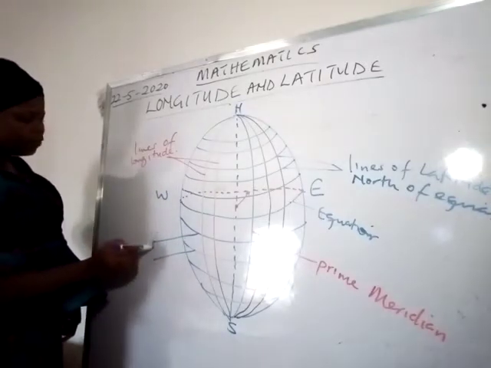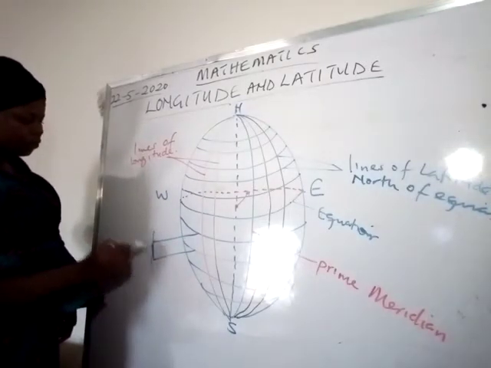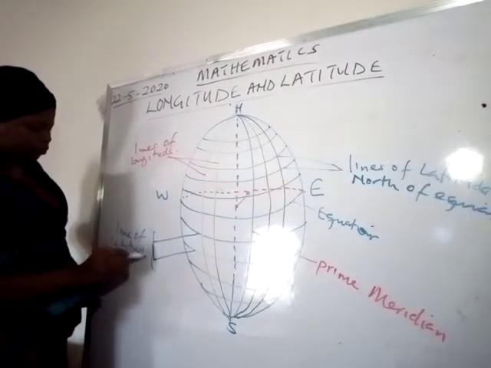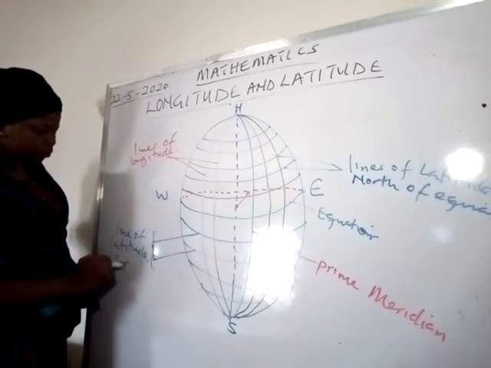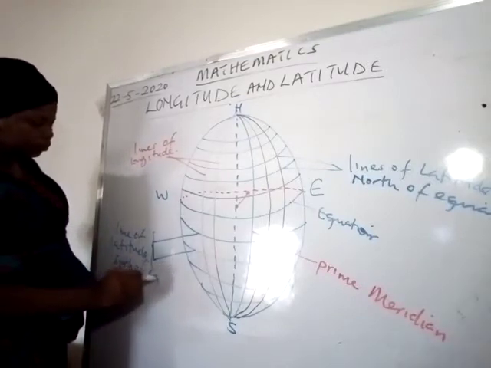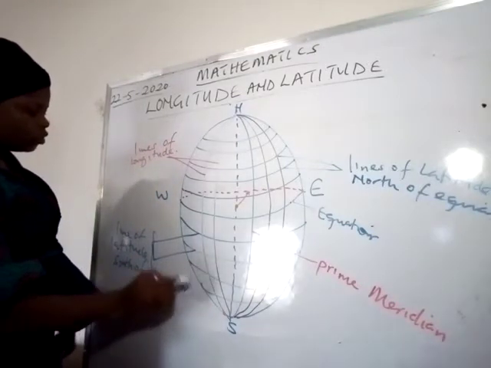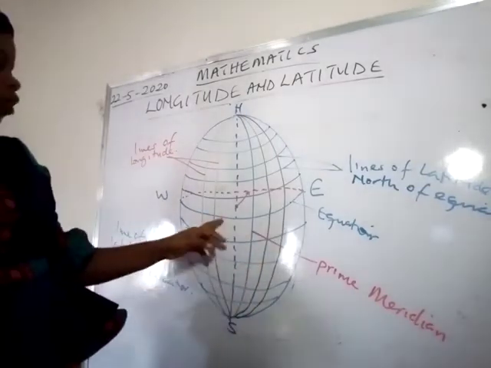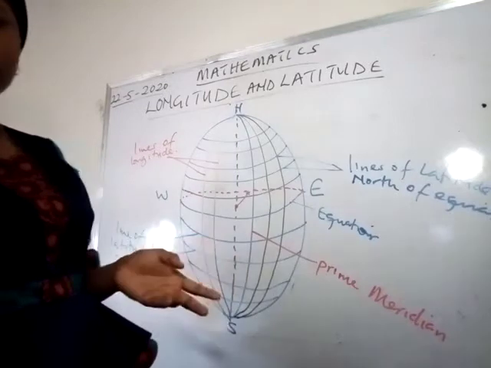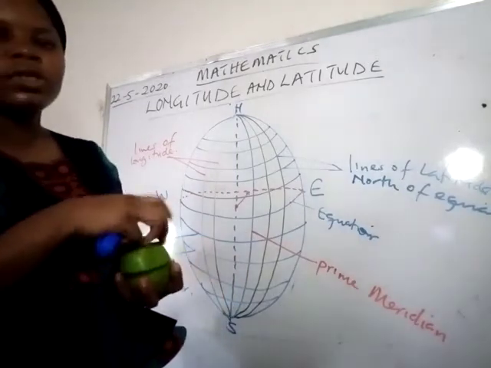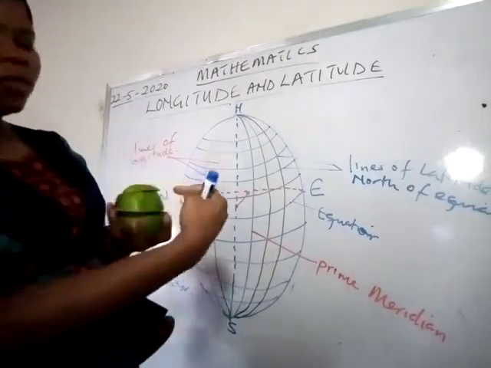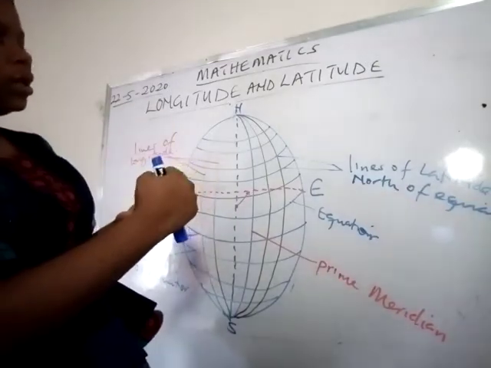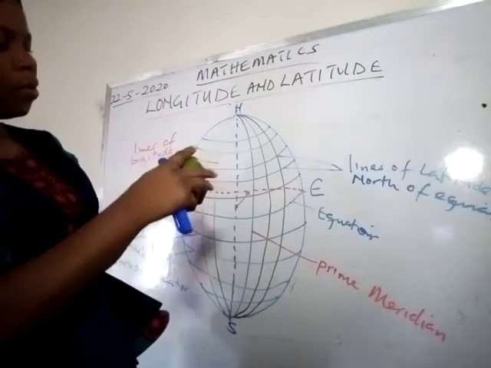They are lines of latitude south of the equator. So you should take note that all these lines of latitude apart from the equator are called small circles. You can see this one is a small circle and they are what? Lines of latitude. This is lines of latitude on the north of the equator, and this is the south.